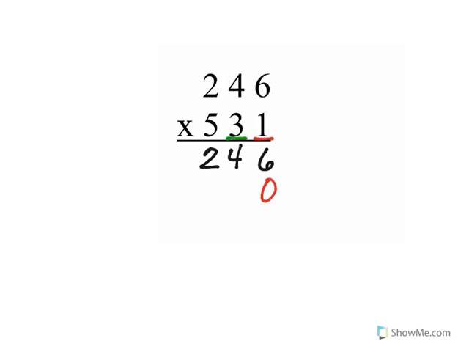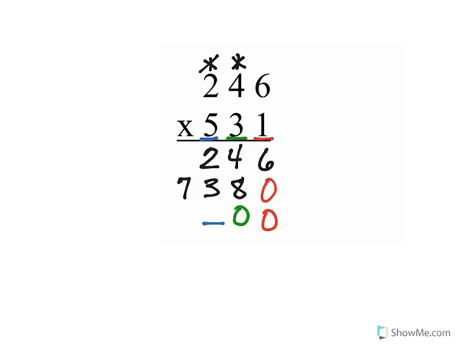Now, 3 times 6 is 18. 8, carry my 1. 3 times 4 is 12, plus 1 is 13. 3, carry my 1. 3 times 2 is 6, plus 1 is 7. Now I'm going to cross out my add-ins, and I'm going to put a 0 placeholder for my ones place, a 0 placeholder for my tens place, because now I'm going to be multiplying by the hundreds. So I need to start my answer in the hundreds place, which is right there.